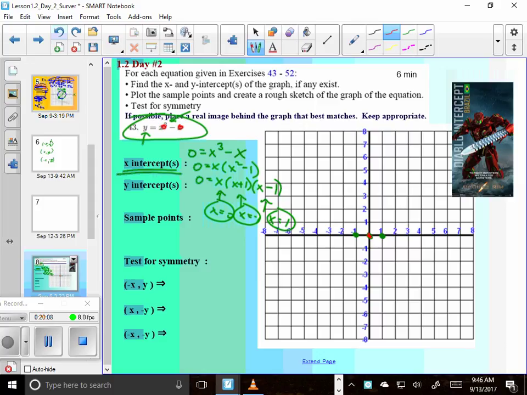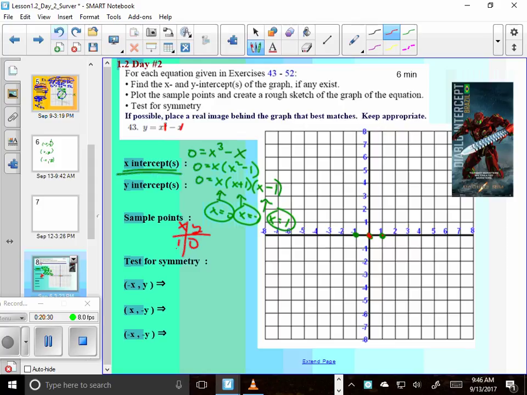Okay. And then sample points. I can put in anything. So instead of just sticking in 0 like we were for the x and the y-intercepts, I can put anything I want. So I'm going to pick things like 1. I stick in a 1, I get 1 cubed minus 1, which is 1 minus 1, which is 0. So when I put in a 1, I got a 0. Oh, I already knew that point. Dang, maybe I should put in something else.